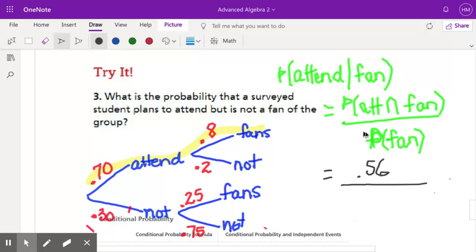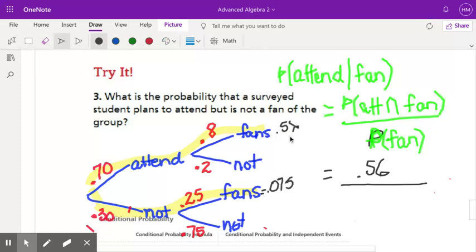But for the denominator, what's the probability that they are a fan? Well, let's see, fans attended and they also did not attend. So I also need to include those who did not attend, but also were fans. So I need to include this branch as well, which is 0.3 times 0.25. And that is 0.075. And this was 0.56.